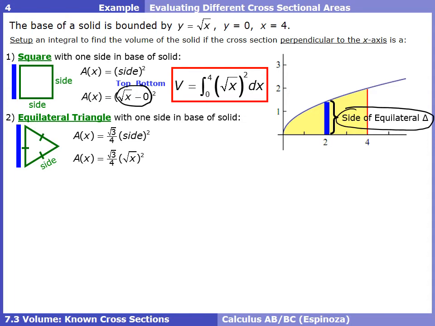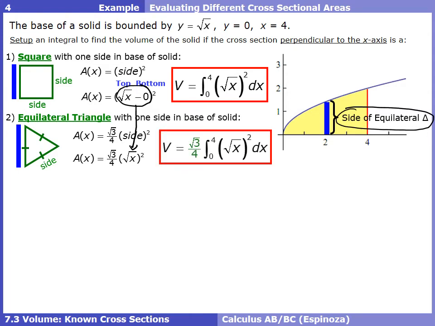Again, I'm not going to write the minus 0 for space purposes, but that's where that's coming from. It's the top minus the bottom, so it's just the square root of x minus 0, but again, I'm neglecting to put that minus 0, and once we have that, that's it. Once you know the area of a cross-section, we want to add up an infinite amount of those areas by integrating, which of course gives us the volume.